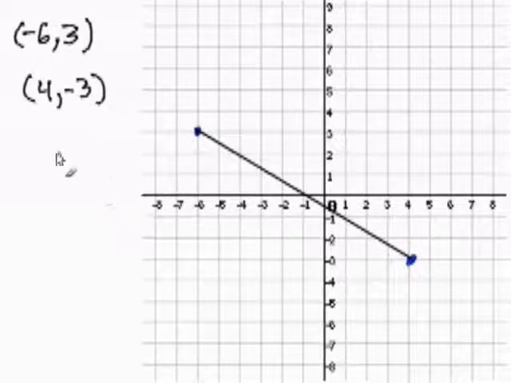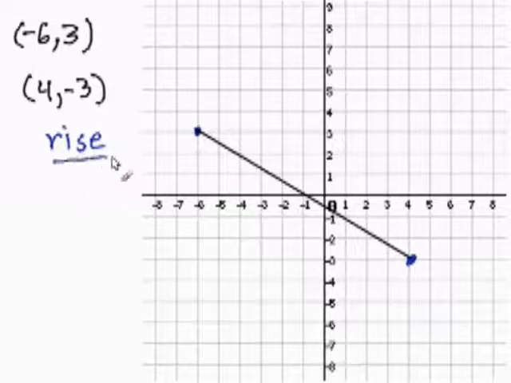Now, the slope is defined as rise over run. Rise represents the vertical distance that you travel to get from one point to the next, and run is the horizontal distance. Now, we always travel from the left point to the right point.